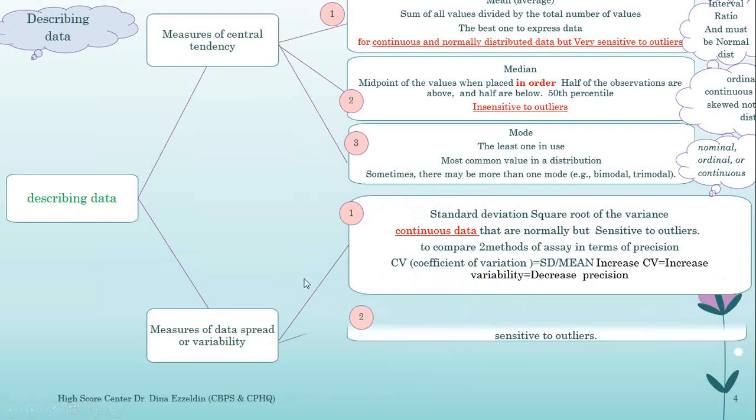Number two to express variability is the range. Range is the largest value minus the smallest value. Also, it's sensitive to outliers. If we find the larger value 100 and the small value is 3, it will affect the range.